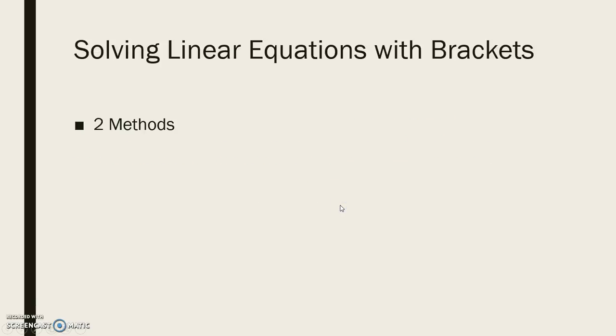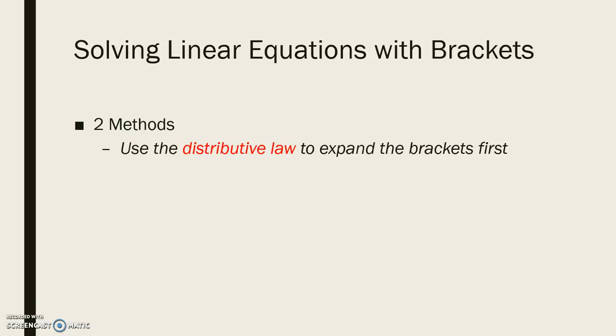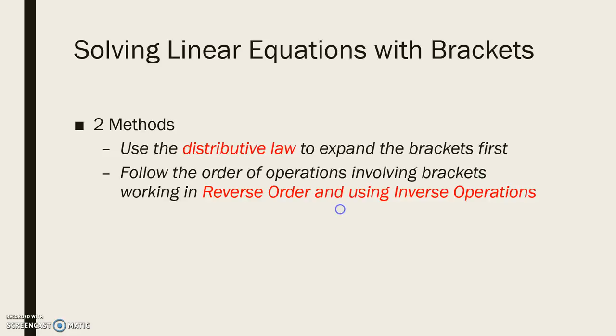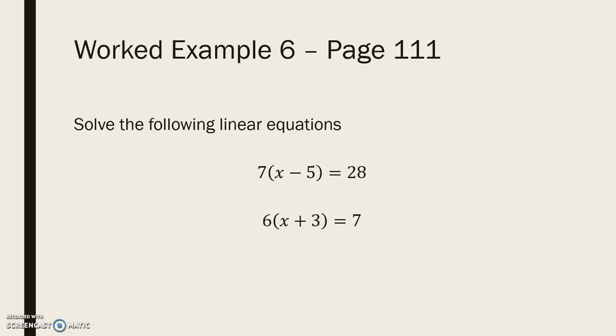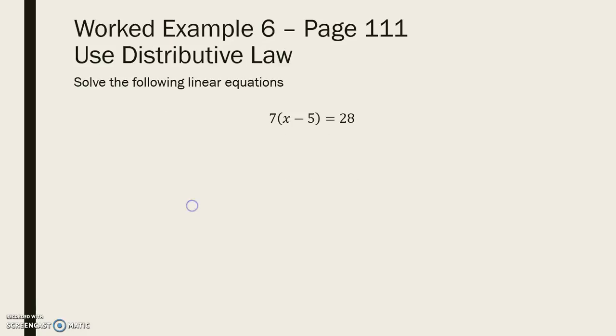So there's two methods we can do these sorts of questions with. One is the distributive law, so we expand our brackets first, as we've done previously. The second is to just consider what happens with brackets normally with our order of operations, and then work through them in inverse order and inverse operations. So here's a couple of examples to get us started. They're not really any more challenging than the ones we've done, just a slightly different take to them. So I'll show you the two different methods.